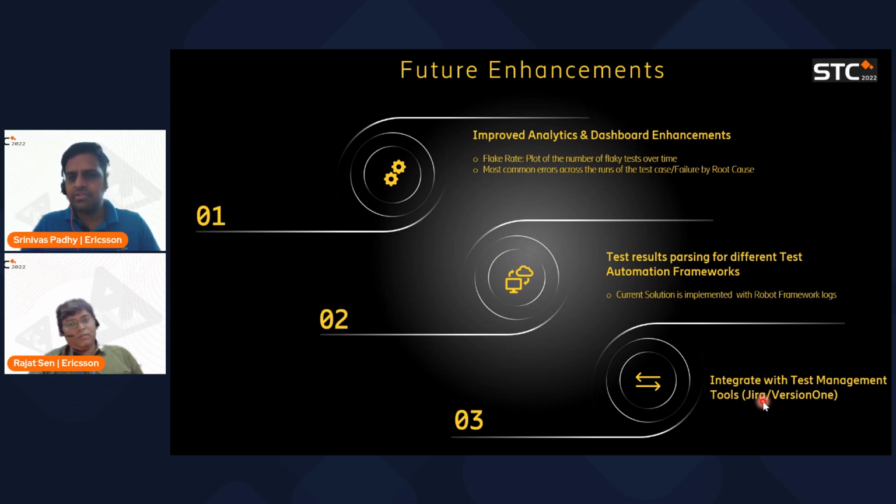Now, test results parsing, only the path that I showed, robot results.py, we have to build it for other test automation frameworks also, which is pretty easy, that we have already seen. And the third one is we have to integrate it with test management tools like Jira in version 1, so that a defect can be raised right over there, and somebody from the automation team works on that particular flaky test and resolves the problem before it blocks the DevOps pipeline as such.